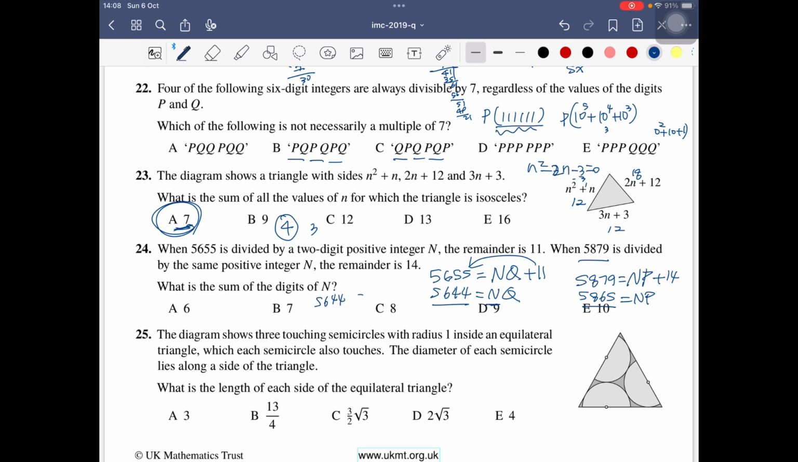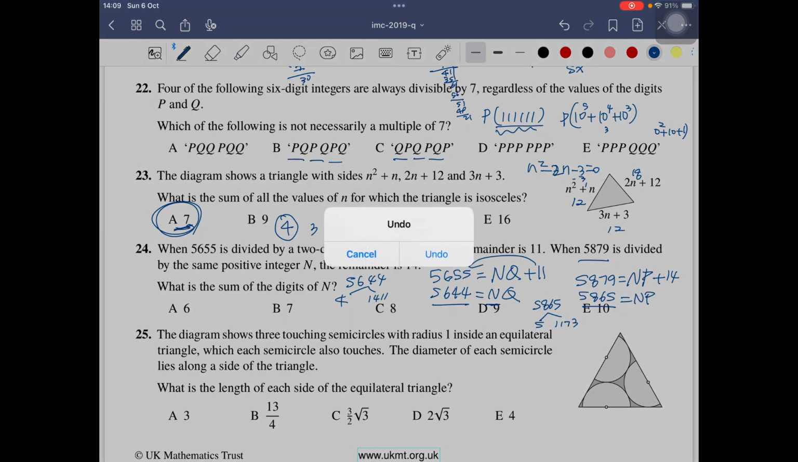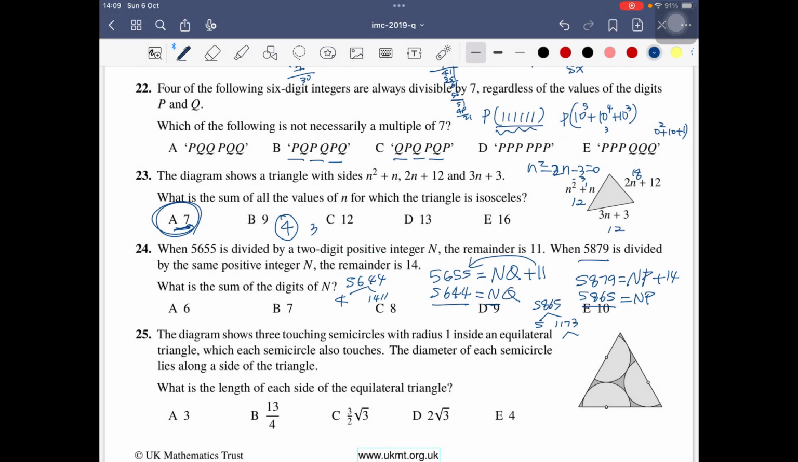5644, 5865. What can be, let's not do it like this. So 5644, 1411. Can we find something from here? It's difficult. Let's find from here. 5865, 1173. So 1411 and 1173 should have something. Actually, this can be divided by 3 because 1173, when we add the digits together, is 12.